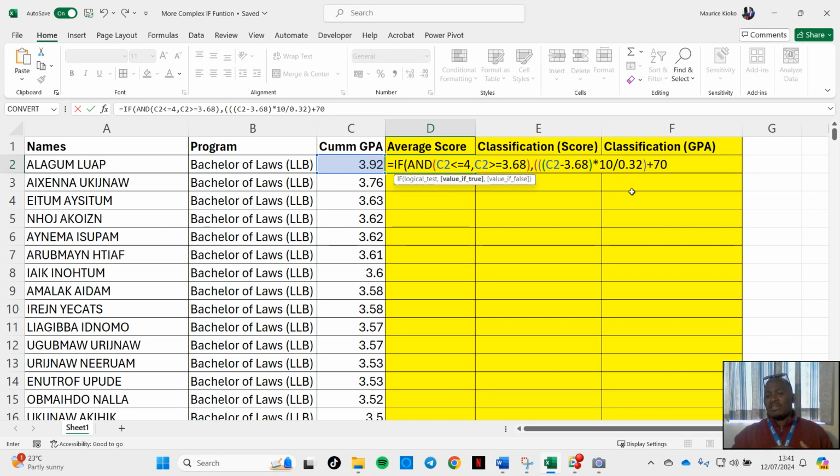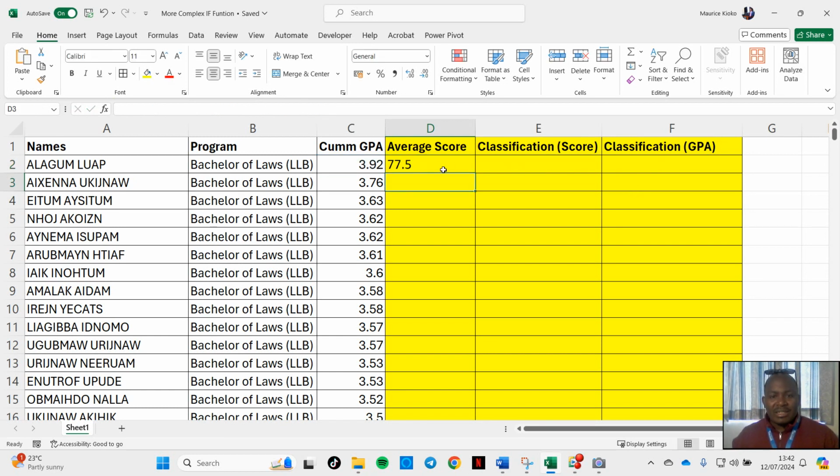Then you add 70. Why are we adding 70? Because 70 is the lowest limit in that class, the lowest percentage score in that class. And we close and close. Let's see whether it works. This is the first time it worked. Now you see it has given us a percentage score of 77.5.